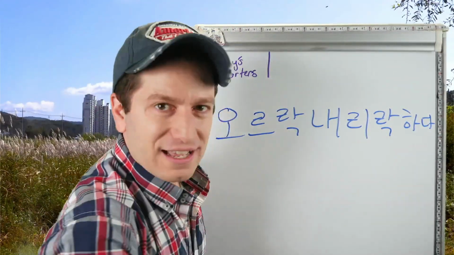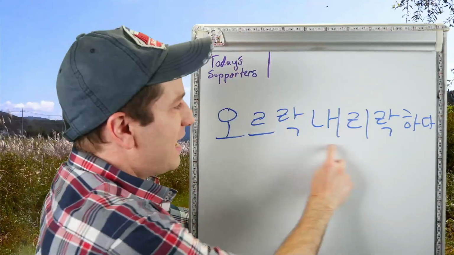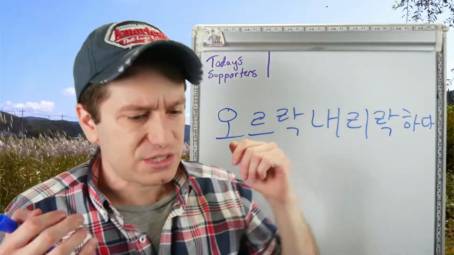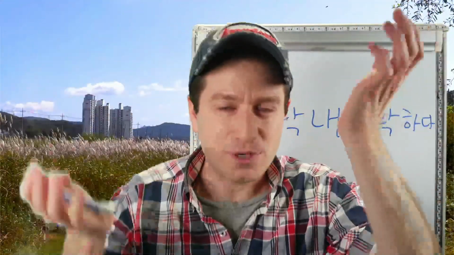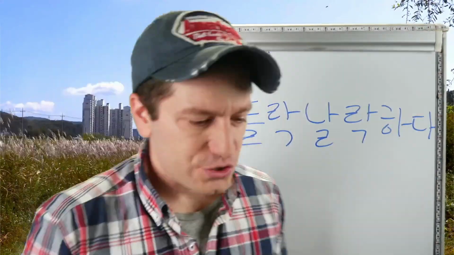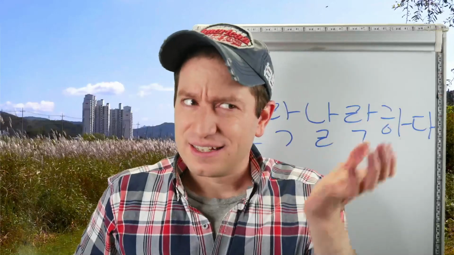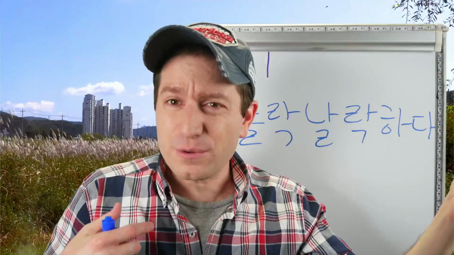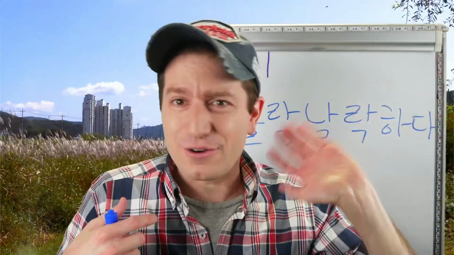오르락내리락하다. 오르다 means to go up. 내리다 means to go down. Going up and going down. So this is to go up and down frequently. You just keep doing it. Keep going back and forth, up and down. 들락날락하다. So this one is entering and leaving. To go in or to come in and go out frequently. You keep going in and out.